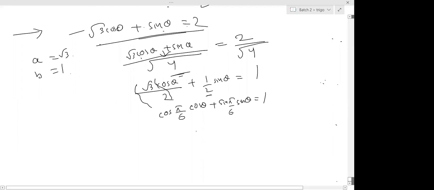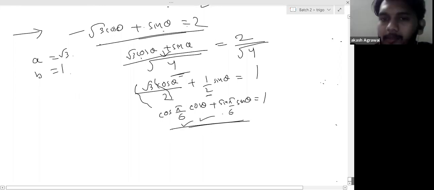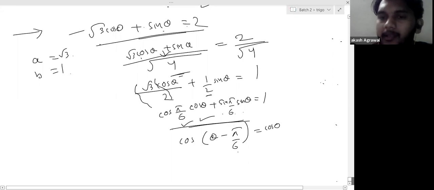All right. Yes, sir. So why did we do this? Because this is cos A cos B plus sin A sin B. So this is the formula for cos(A minus B). So I can write theta minus pi by 6 is equal to 1. 1 is cos 0, right? So now this is type 2.